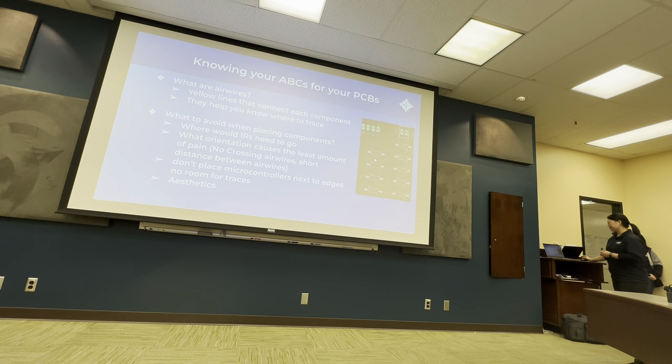Also, some things to keep in mind: IR sensors are basically distance sensing sensors. What they do is shoot out a beam of light, get the reflection from it, and calculate the distance in between. So you want your IR sensors to be on the side of your board so nothing will block it while it's shooting the light. Also, the orientation, like I said, will matter. So try not to make air wires cross each other.